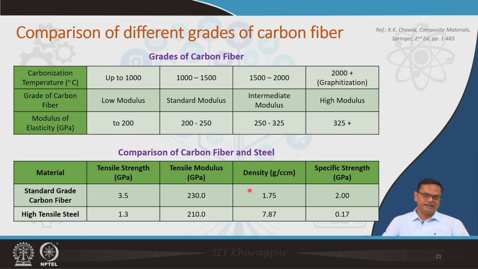Some more comparison in terms of the carbonization temperature. You can see here 4 classifications have been shown. Heating to 1000 degrees Celsius, 1000 to 1500, then 1500 to 2000, and above 2000 is graphitization. So, from low modulus to standard modulus to very high modulus, you achieve depending upon the temperature of graphitization, from 200 to above 325.